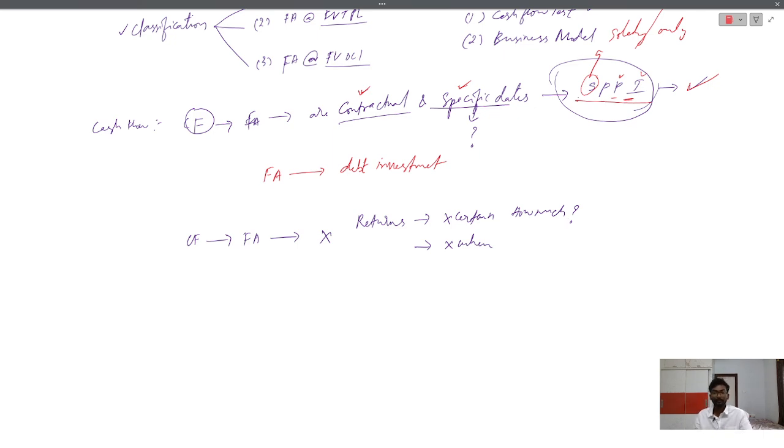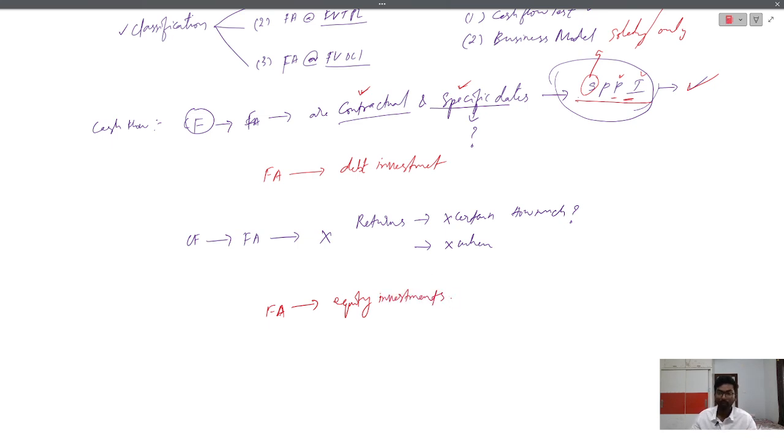Think. Yes, I'm talking about equity. I'm talking about equity investments.